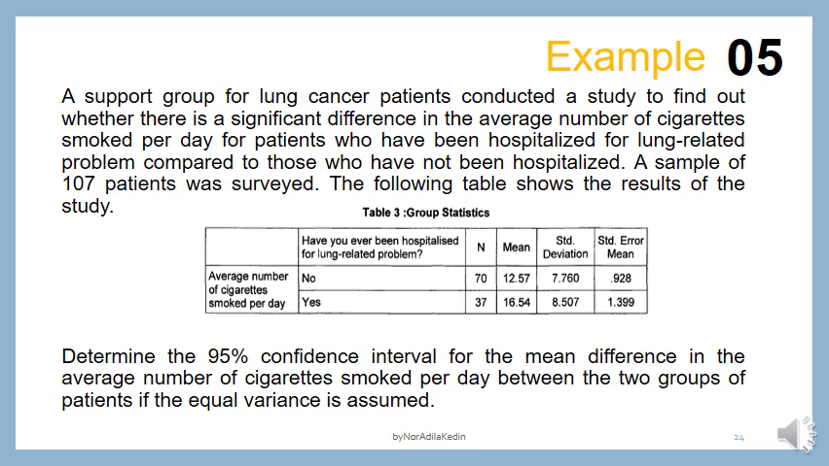So here dia bagi awak sample size untuk no, sample size untuk yes, mean, standard deviation and standard error. Dan standard error ini untuk no, satu lagi untuk yes. Dan dia tak bagi standard error for both. So dalam ni kita perasan yang the population variance is unknown, but dia suruh assume equal variance.